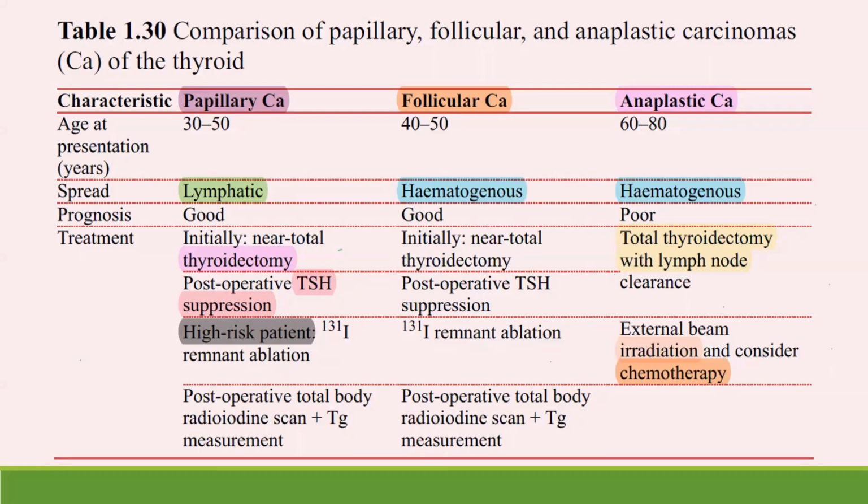How to follow up? Usually by total body radioiodine scan plus TG measurement, and thyroid sonography is a very important tool for follow-up. Anaplastic is treated by external beam irradiation and chemotherapy, and of course total thyroidectomy with lymph node clearance is the first option.